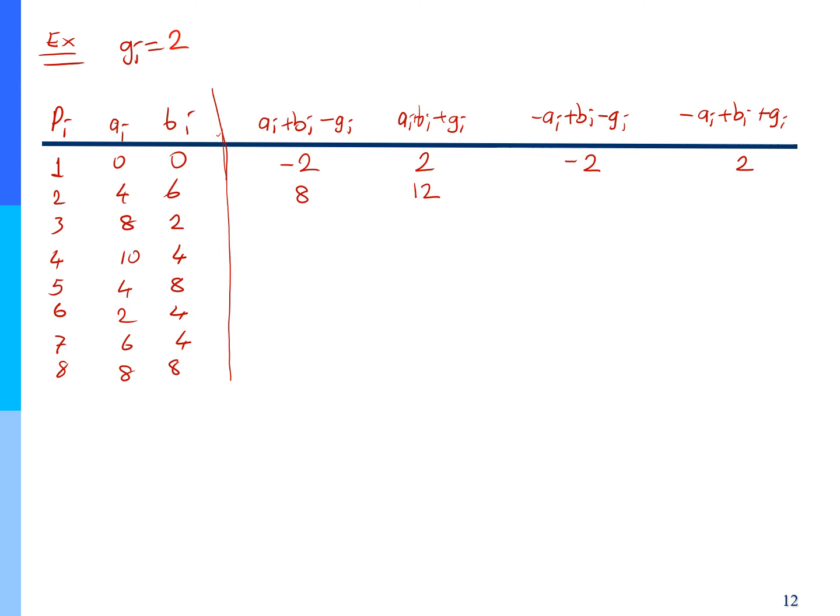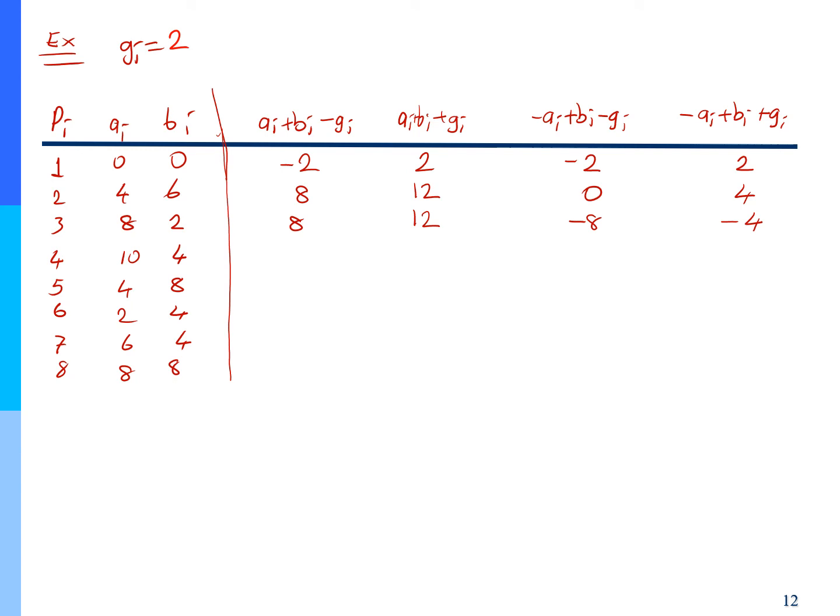2 minus 2, 0, 2 plus 2, 4. Okay, next one, again 8 plus 2, 10, 10 minus 2, 8, 10 plus 2, 12. So minus 8 plus 2, it is negative 6. Negative 6 minus 2, negative 8. Negative 6 plus 2, negative 4.